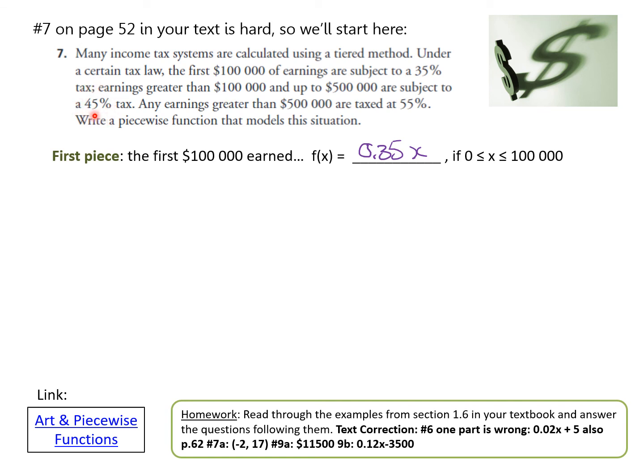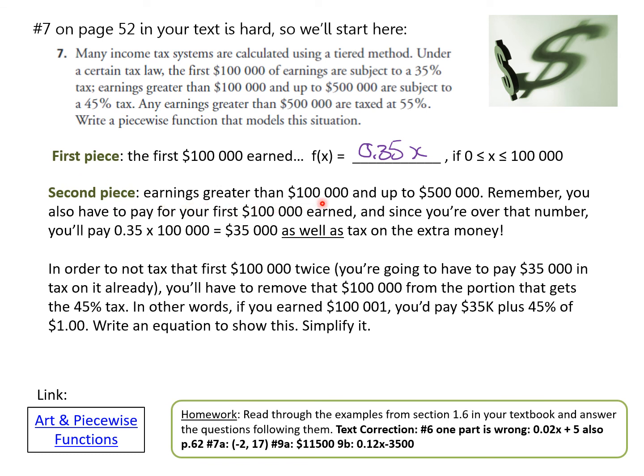This is a little bit like the parking question. So we don't want to pay 45% on everything. That's not the law. The law isn't you're paying 45,000 on your 110,000. You're paying 35% on your first 100,000, and then you're paying 45% on anything above that, up to and including 500,000.